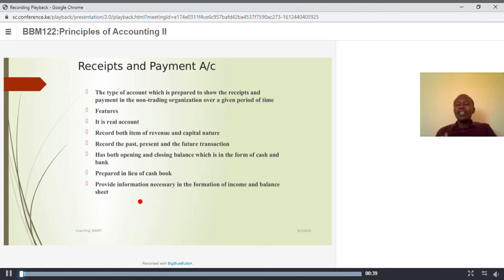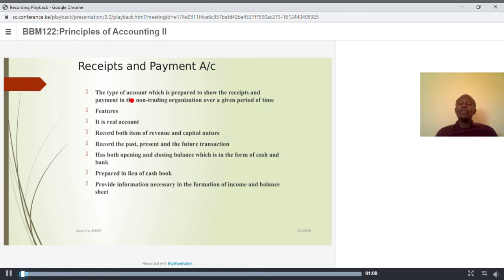But the difference is, in a non-trading organization, you prepare a receipts and payment account. In the trading organization, you prepare a cash book. So that's the difference, but all are the same books. They provide information necessary in the formation of the income and balance sheet.